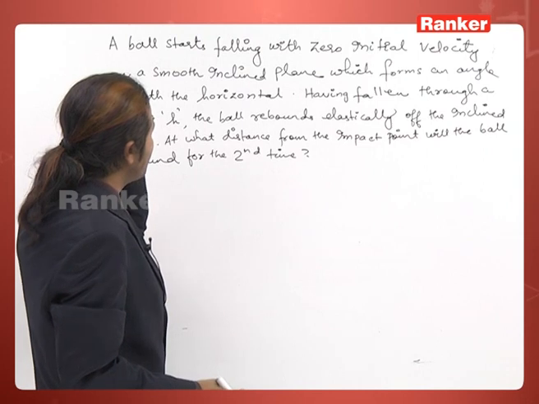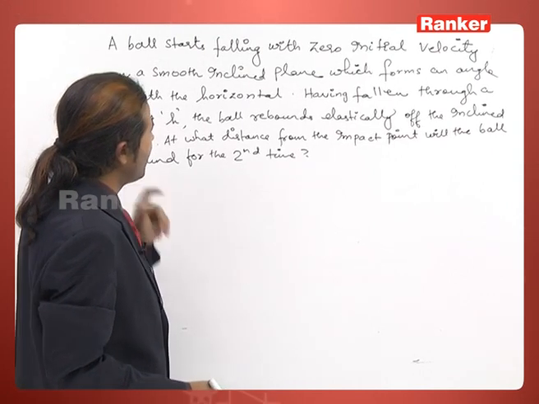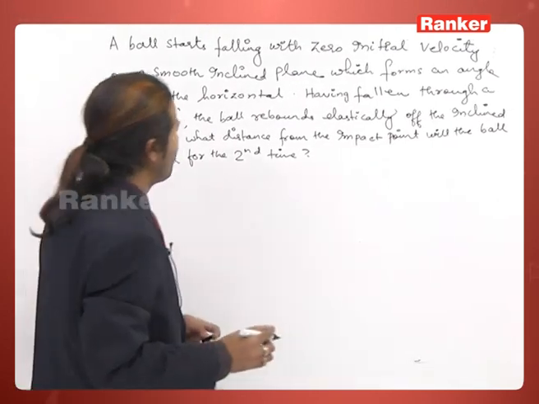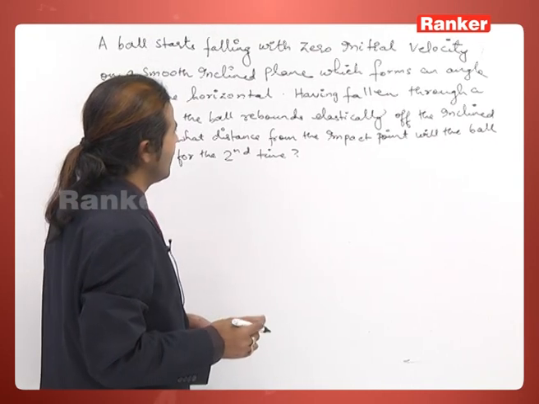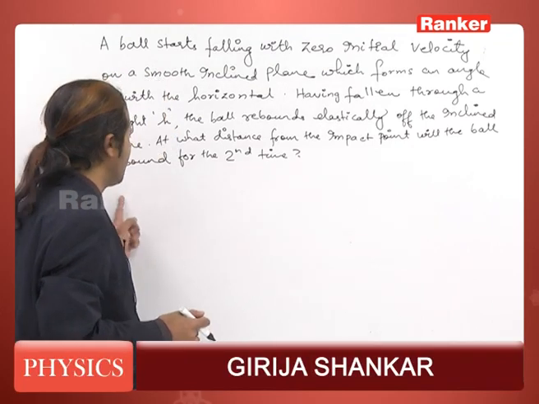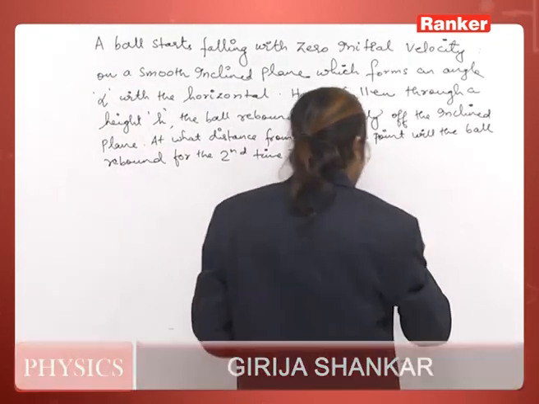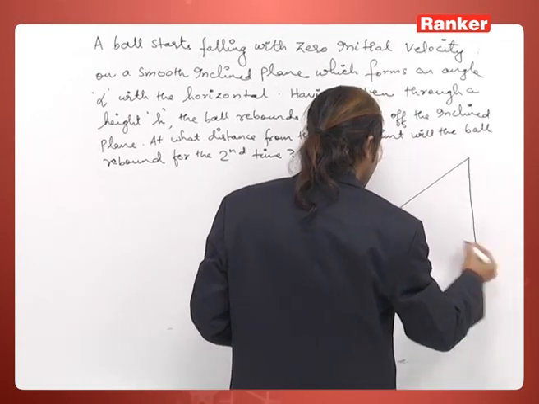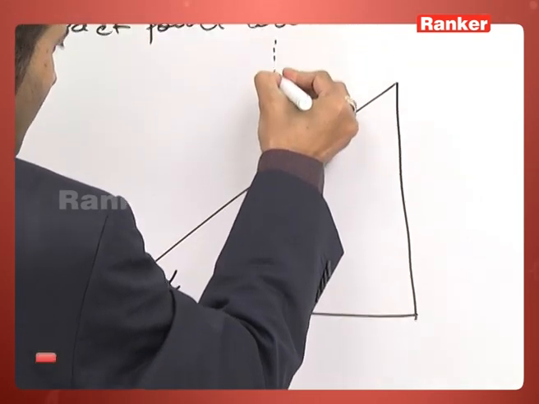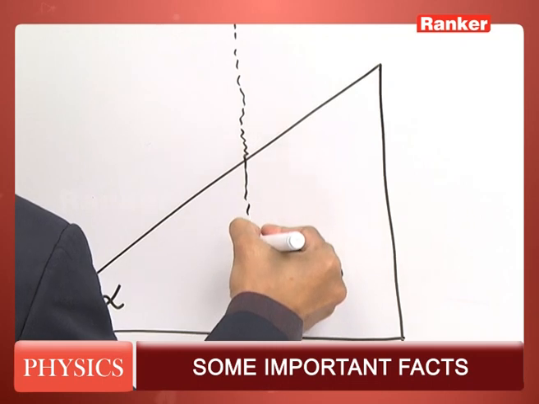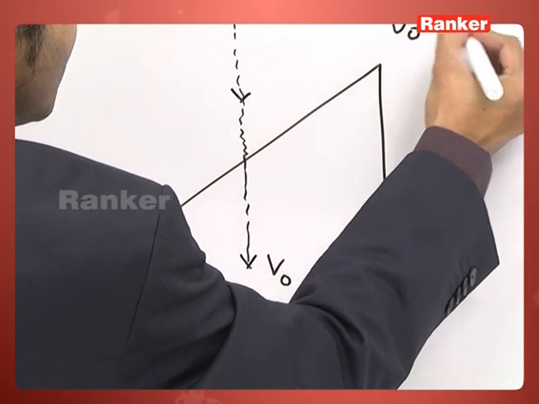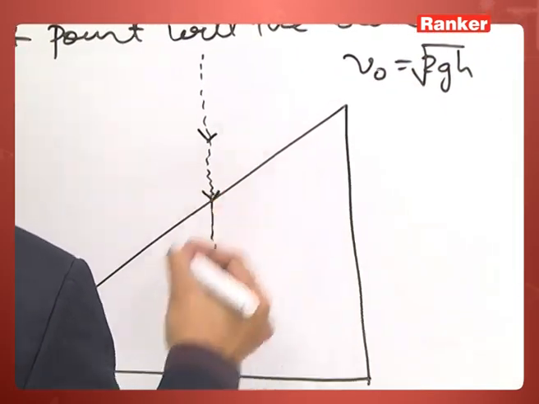A ball starts falling with 0 initial velocity on a smooth inclined plane which forms an angle alpha with the horizontal. Having fallen through a height h, the ball rebounds elastically off the inclined plane. At what distance from the impact point will the ball rebound for the second time? Now I draw a figure. The ball is falling through a height h. Let us say this velocity is v naught, and v naught obviously is root 2gh when it strikes here.